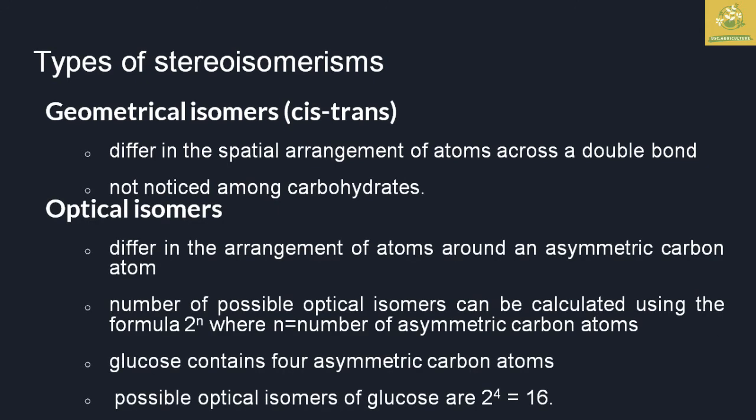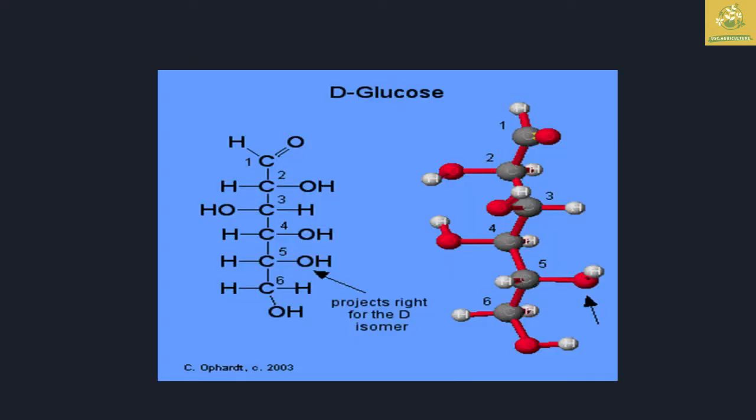The second one is optical isomerism, where there is a different arrangement of atoms around the asymmetrical carbon atoms. The number of possible optical isomers can be calculated using the formula 2 power n, where n is the number of asymmetrical carbon atoms. Glucose contains 4 asymmetrical carbon atoms, so the possible optical isomers of glucose are 16, which is 2 power 4.